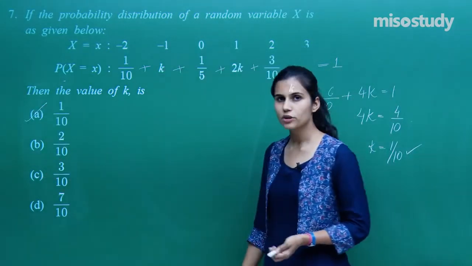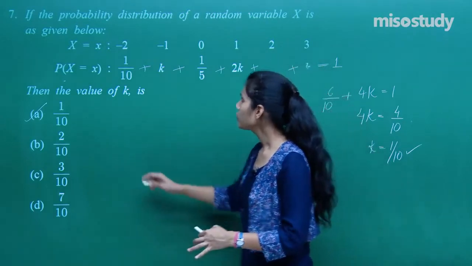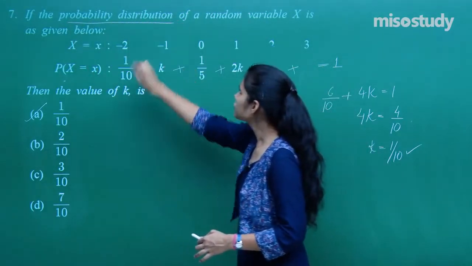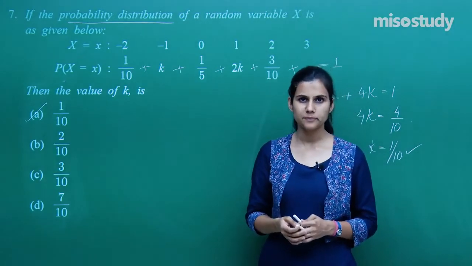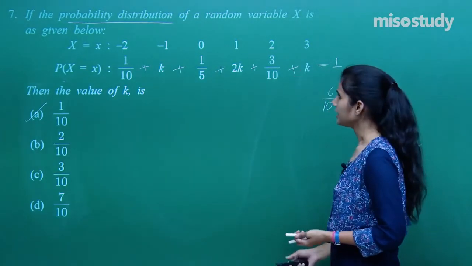So the only concept required here was that the very moment the question is itself claiming it is a probability distribution, it means that the sum of the respective probabilities has to be equal to unity. And that gives me the value of k.